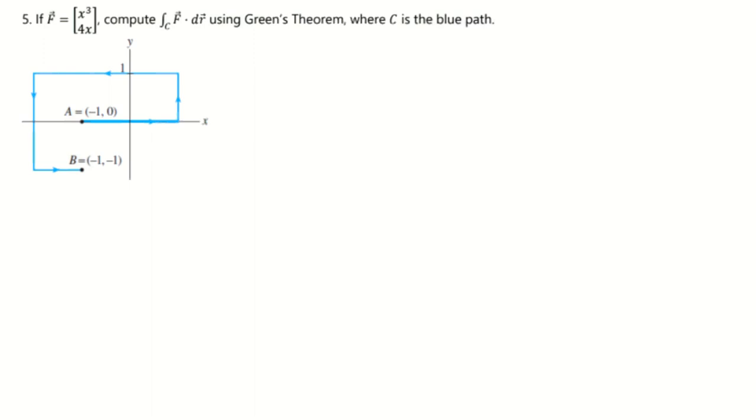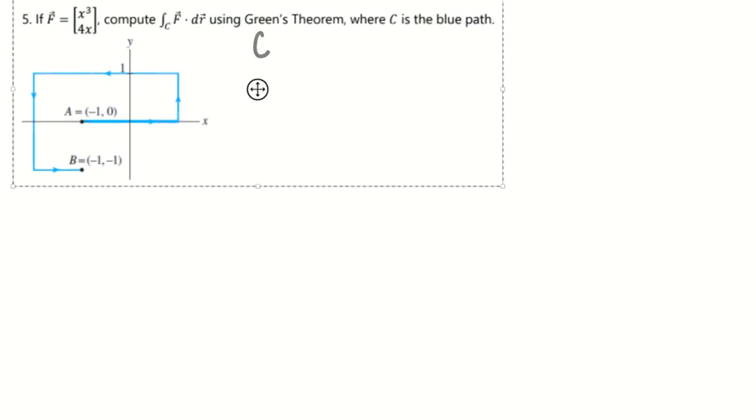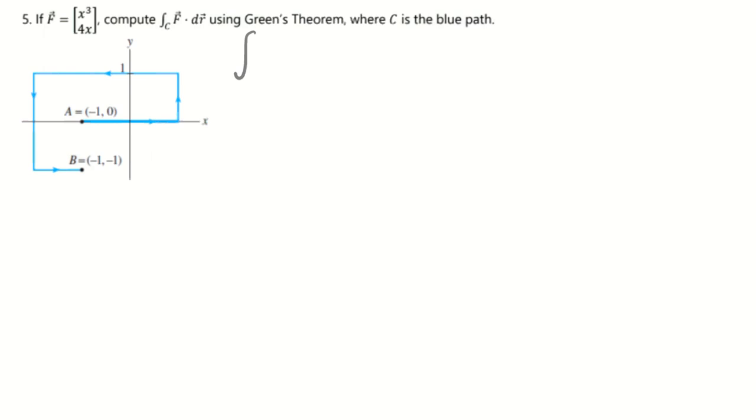So what we're going to say is that, no, that's not what I was trying to write. The integral over the closed loop C of f dot dr is equal to the double integral over the enclosed region of Nx minus My dA. So I'm going to need to do a little bit of work to enclose this region with a closed curve.